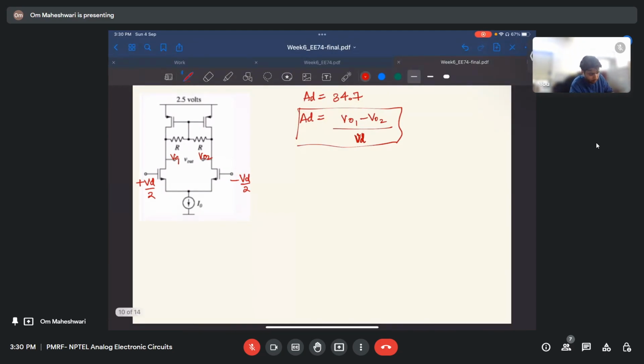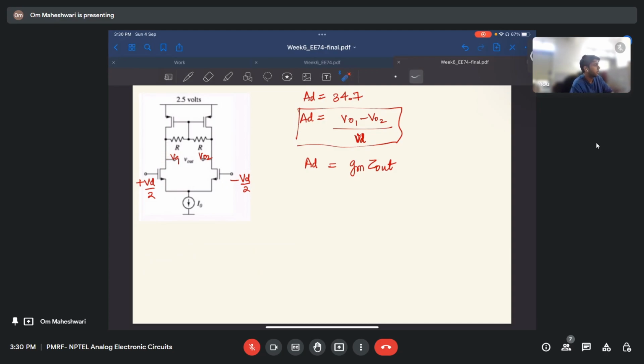If we see, this is similar to a common source amplifier, right? We apply input here and take output here. AD is nothing but the effective GM into Z out. GM will be of this transistor where we are applying the input, and Z out we can calculate at this node.